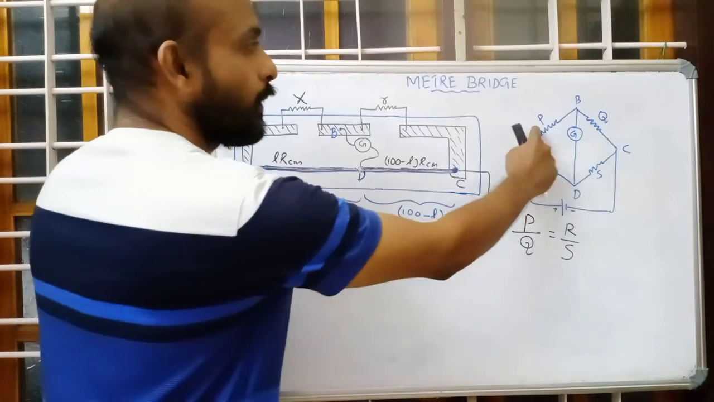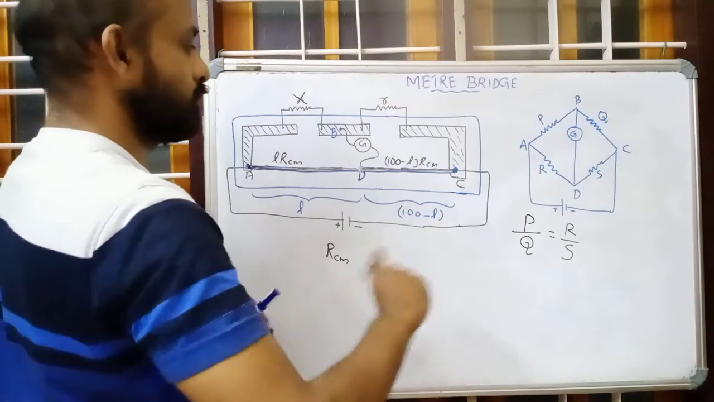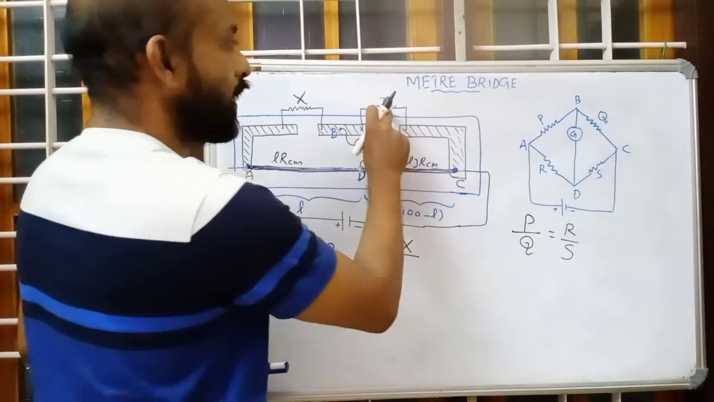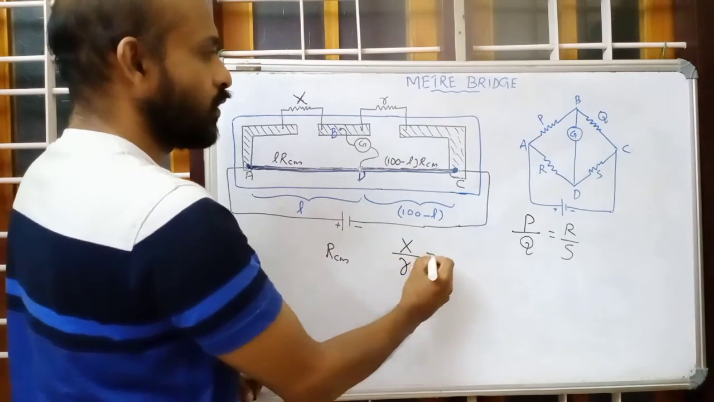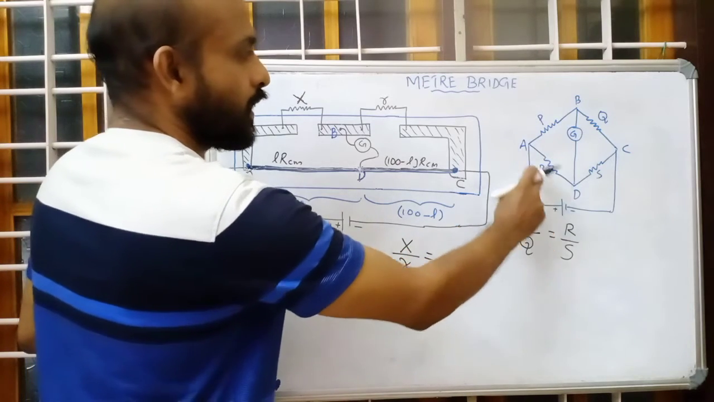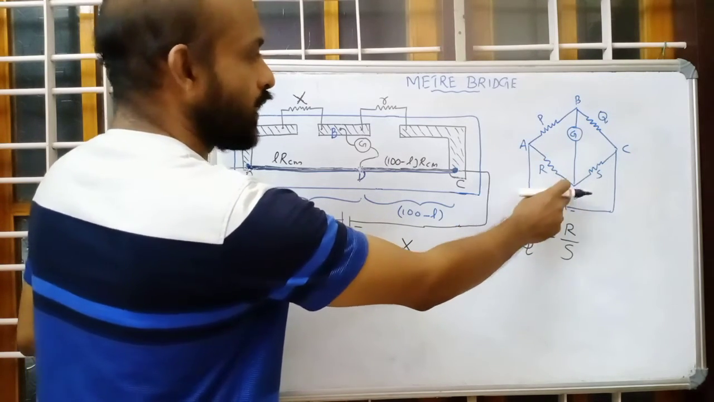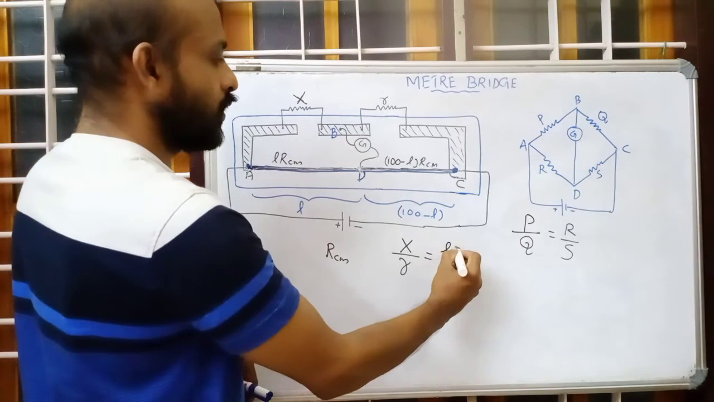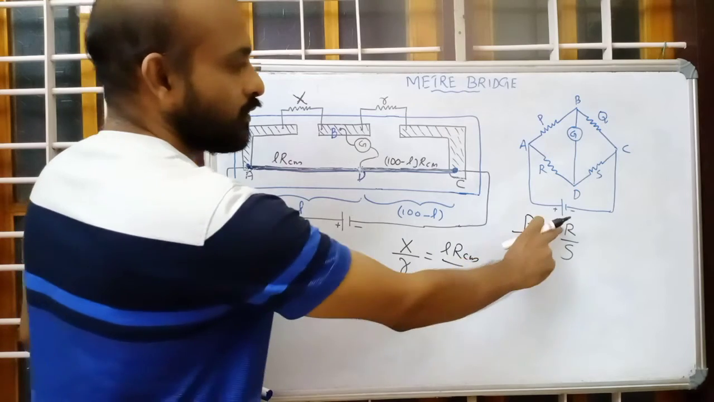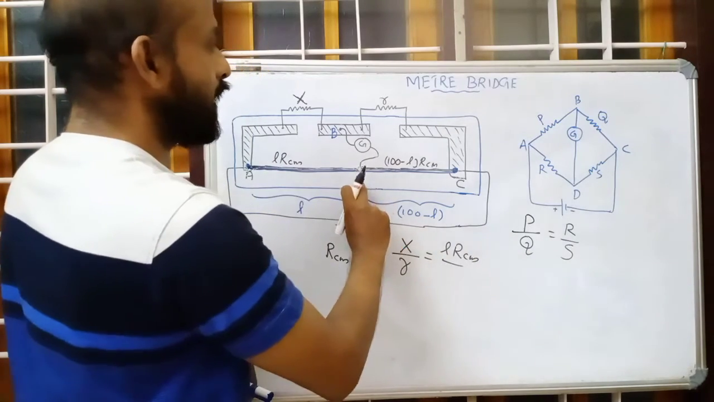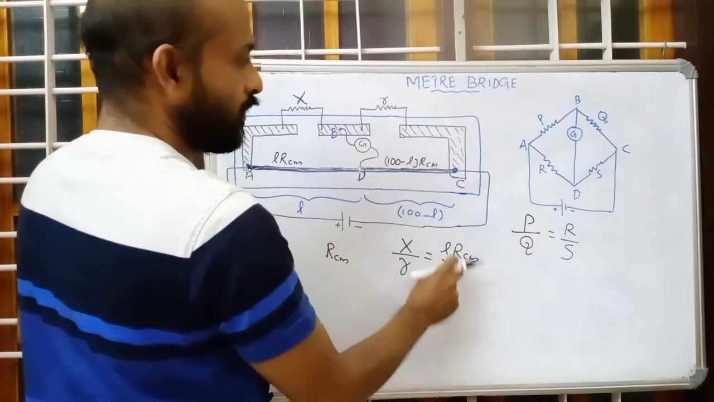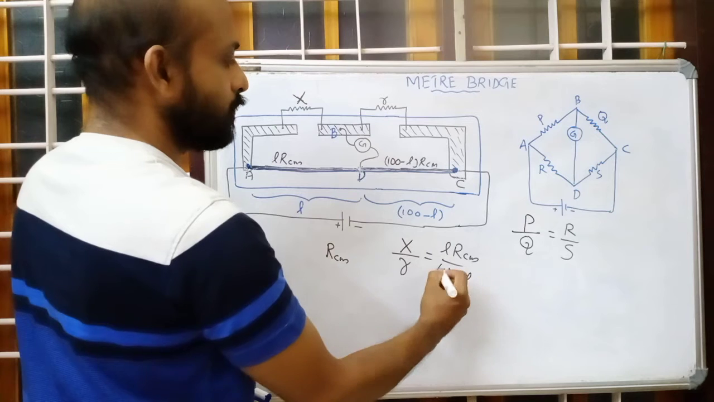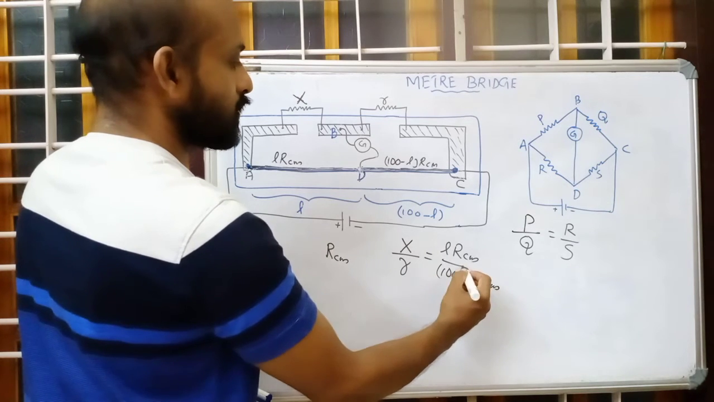P by Q. What is P here? X. Here we have X by Q. Q is comparable to R. X by R is equal to R by S. R is the resistance from A to D. So from A to D we have the resistance L into RCM. Between D and C, that is S, what is the value of S here? 100 minus L into RCM.